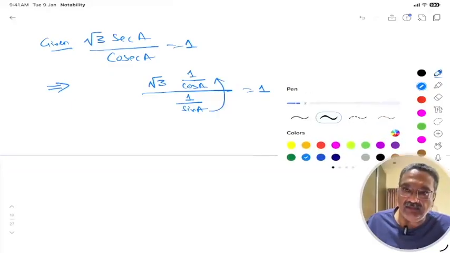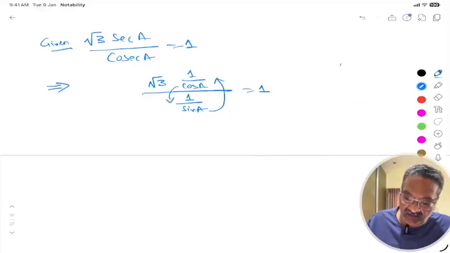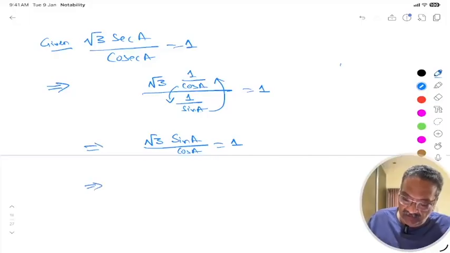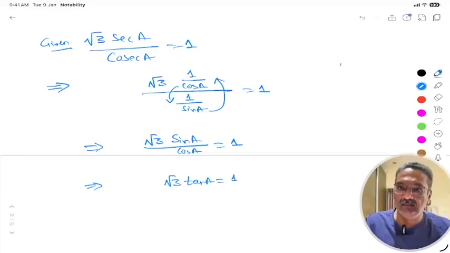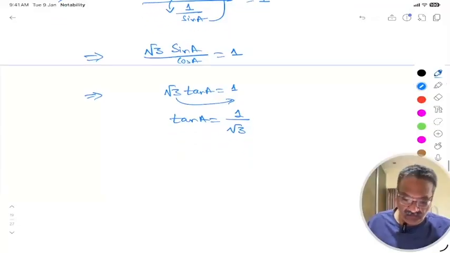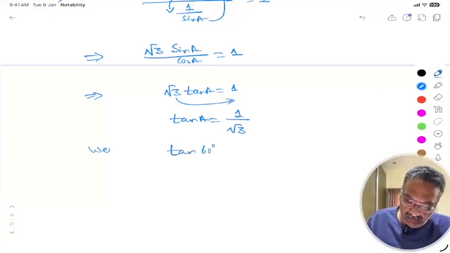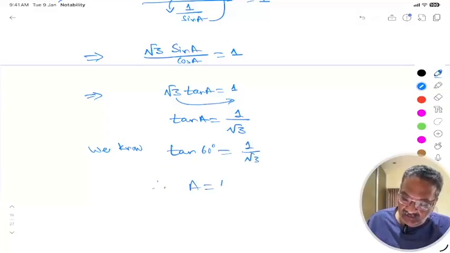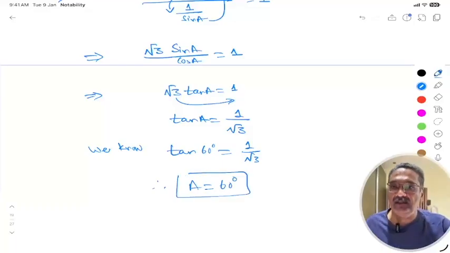Denominator goes to numerator and cos A comes here. So this is nothing but root 3 into sin A, which goes up, divided by cos A is equal to 1. This is nothing but, see, root 3 tan A is equal to 1. So root 3 coming to this side becomes the denominator: tan A is 1 by root 3. So when is tan A 1 by root 3? We know tan 30 degree is equal to 1 by root 3. Therefore, A is equal to 30 degrees. Alright.